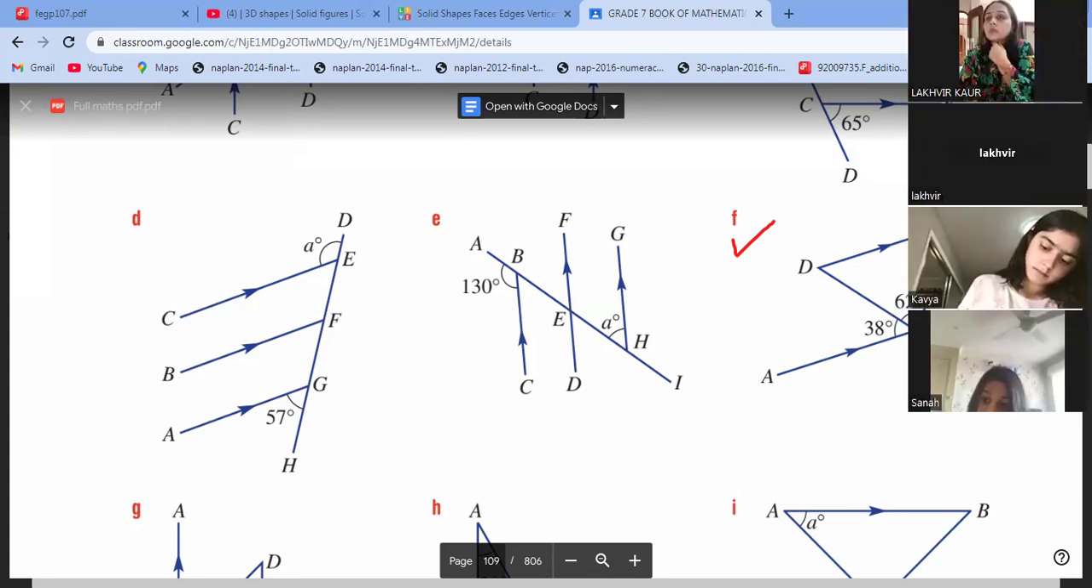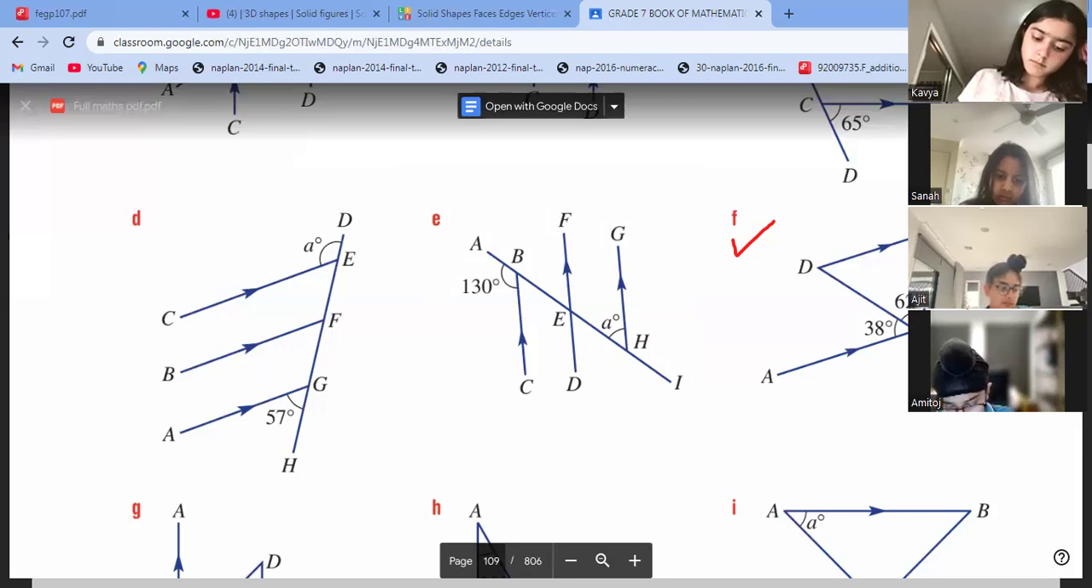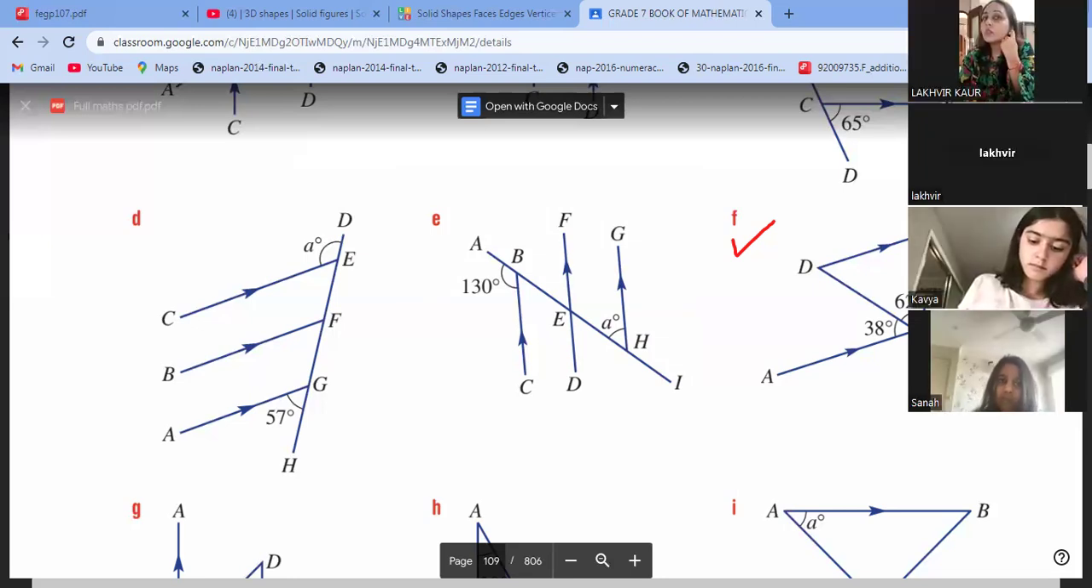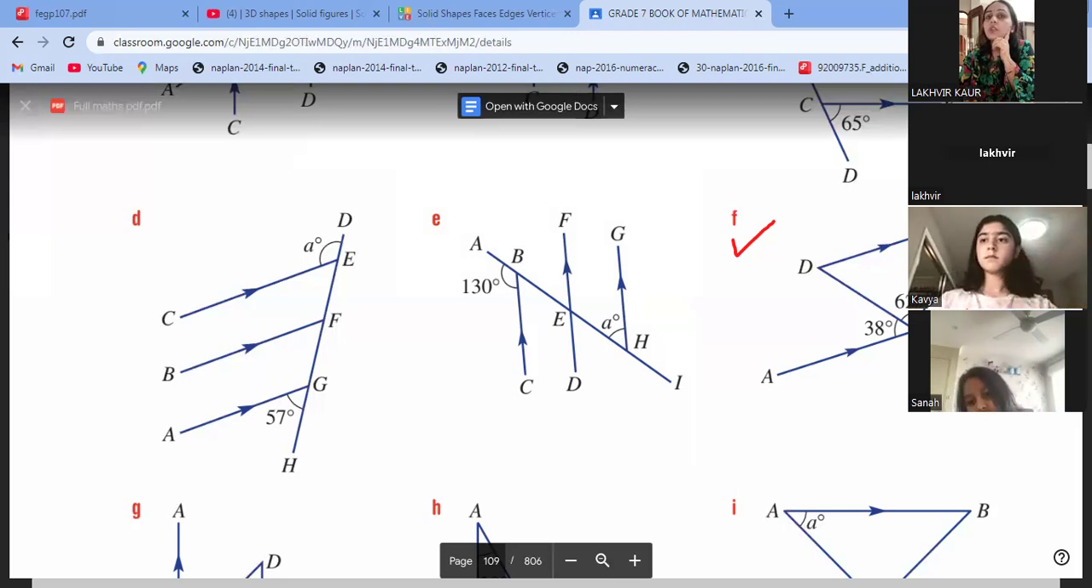I sent my answer. Yes, that's correct, Ajit. I sent my answer. Sana, your answer is wrong. Kavya, I sent you my answer. Your answer is wrong. Amitosh, your answer is correct. How are you solving, both of you, Kavya and Sana?